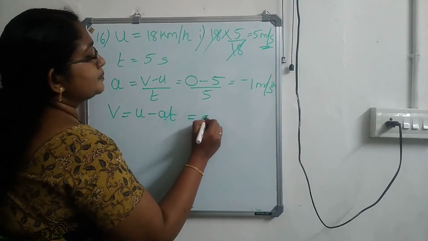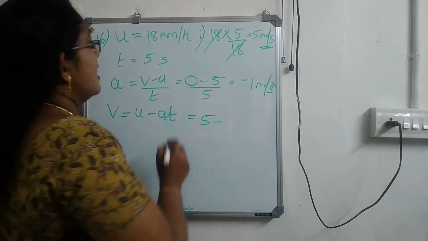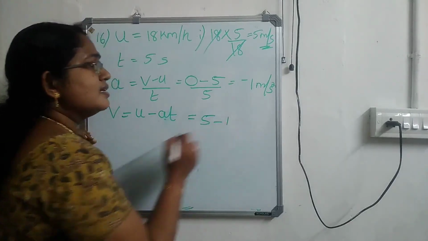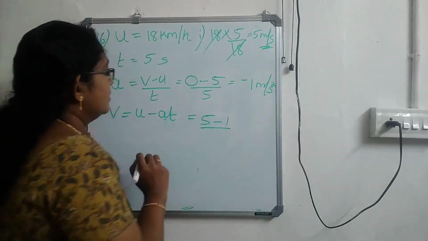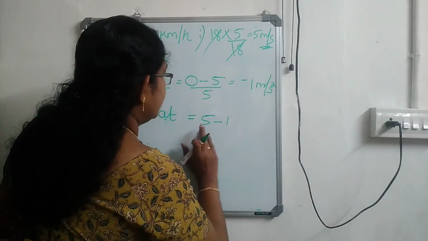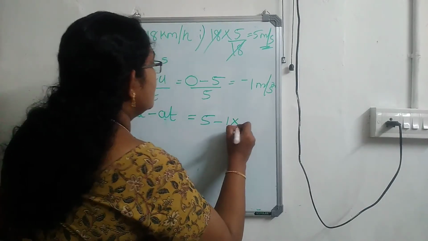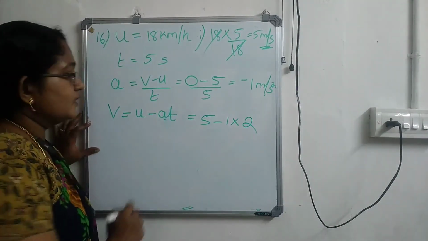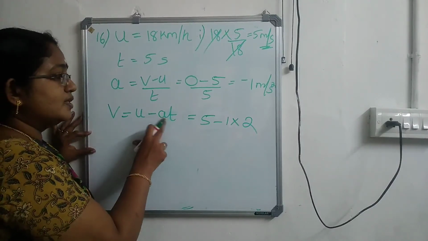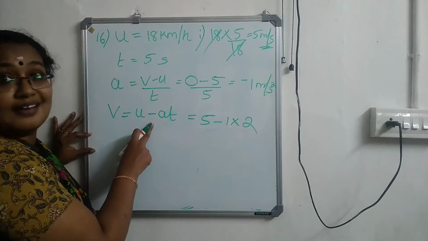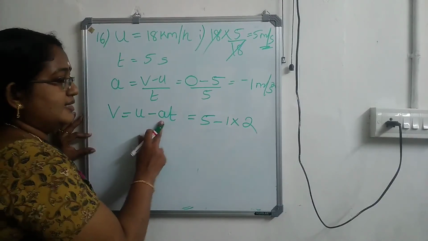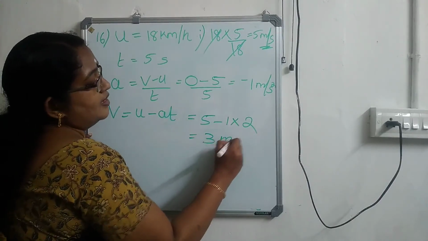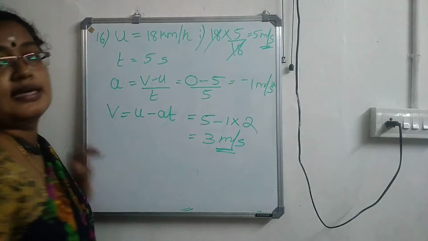How much is our U? 5 minus how much? How much is the retardation? It is 1, into, it is asked about 2 seconds. V equal to U minus AT. Why did I take this equation? Because we are speaking about retardation. So V equal to U minus AT. That is 5 minus 1 into 2. 5 minus 2, which is equal to 3. So our answer is 3 meter per second.